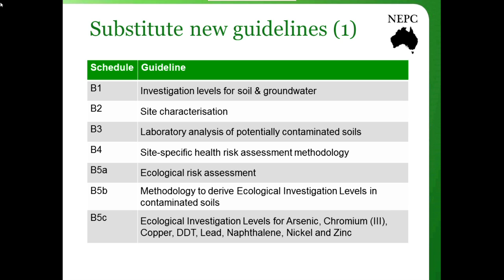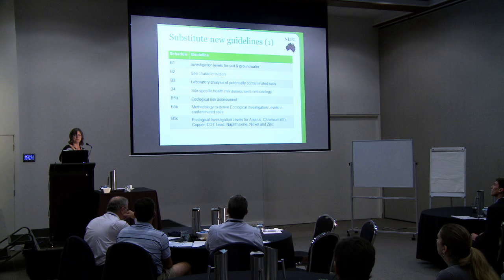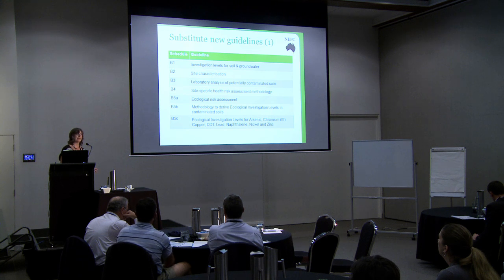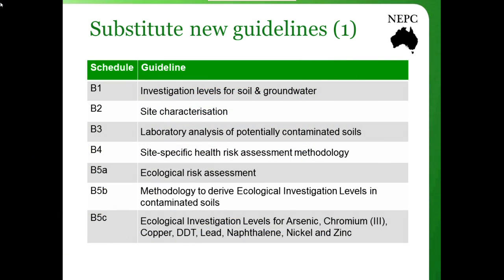That's the complete list. So you'll see there are now 9 guidelines. Some of them are broken up into different parts. So the ecological risk assessment, now A is the general framework. The methodology to develop EILs is in part B. And then all the background information on how the EILs for those elements and compounds were derived is found in C. So that's where all the detailed toxicology, etc.